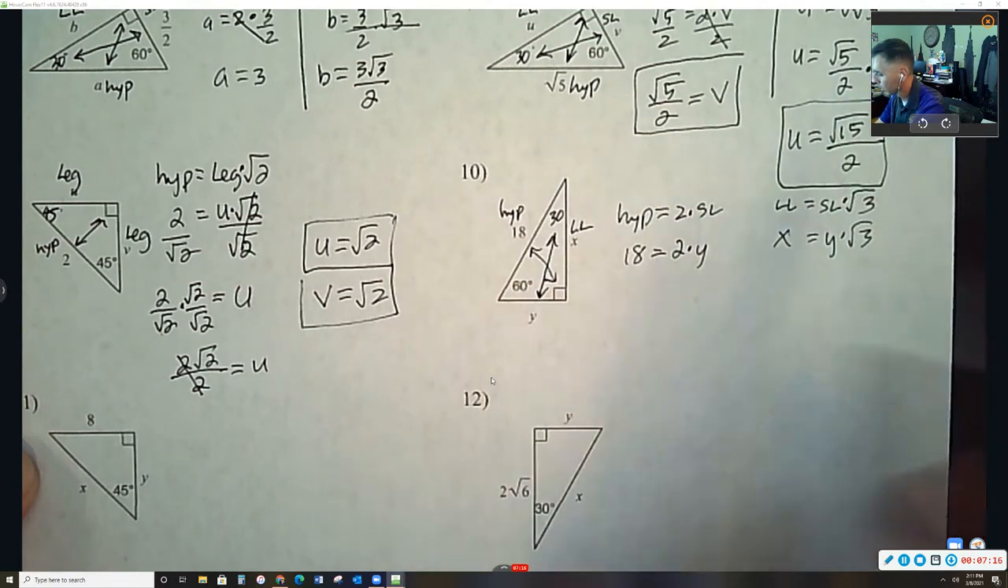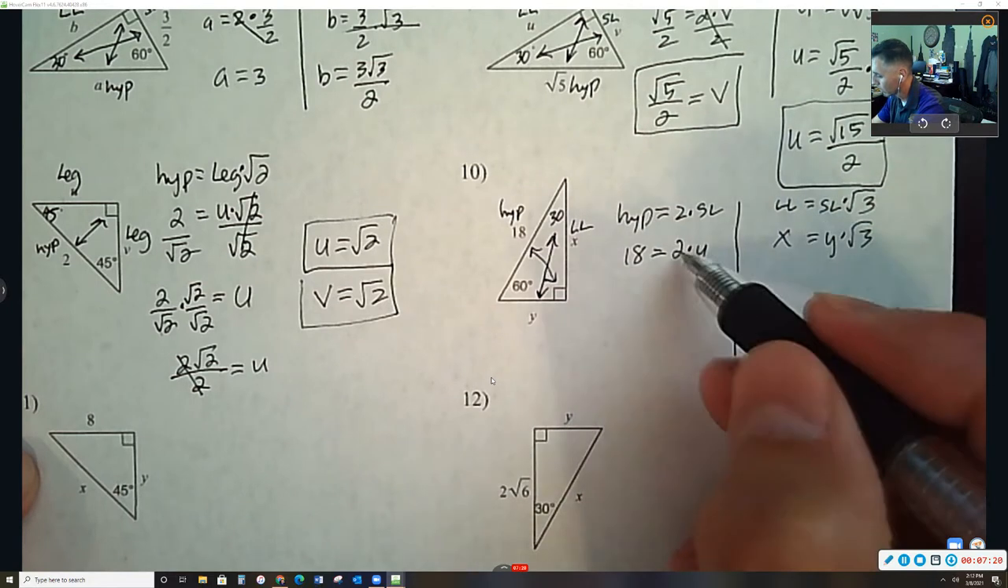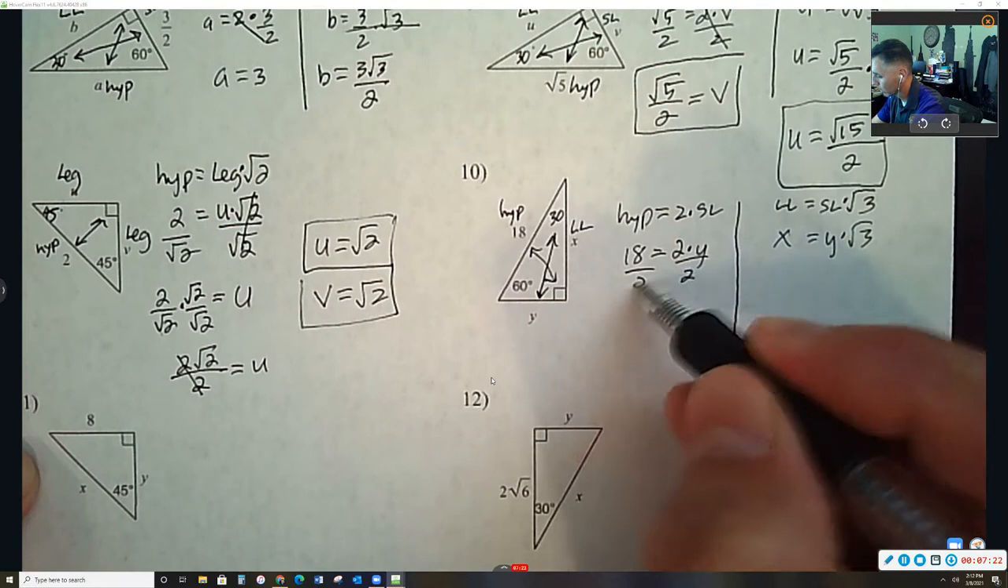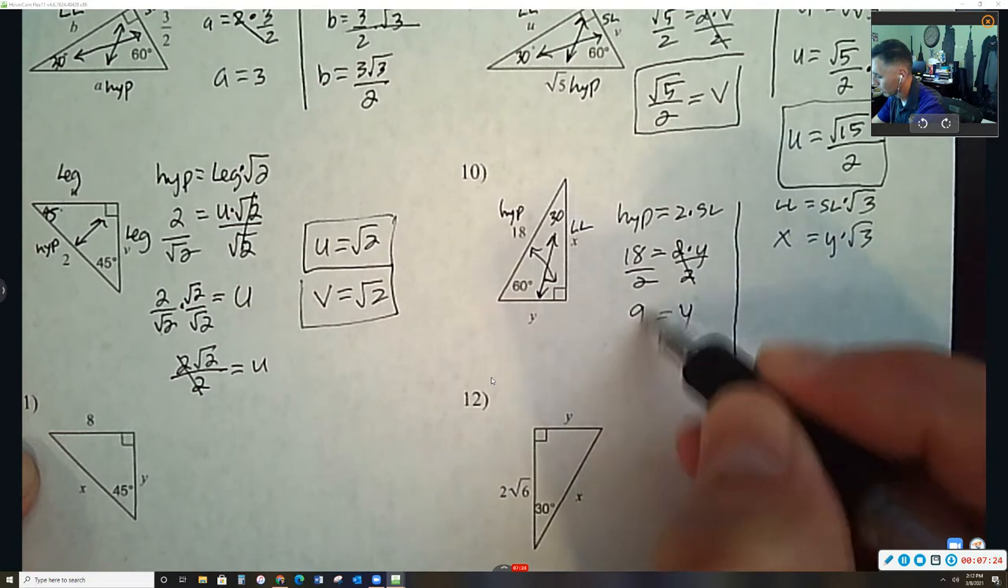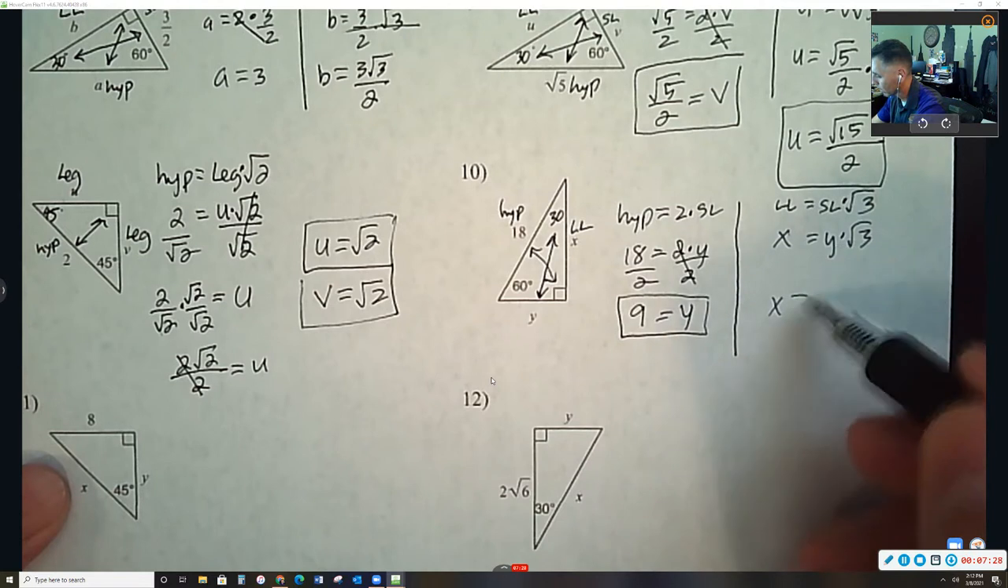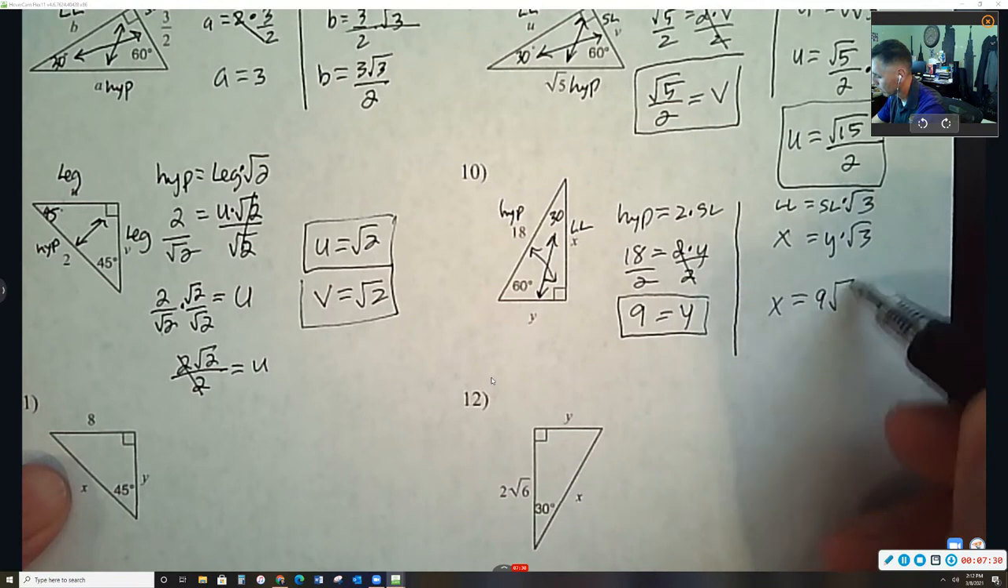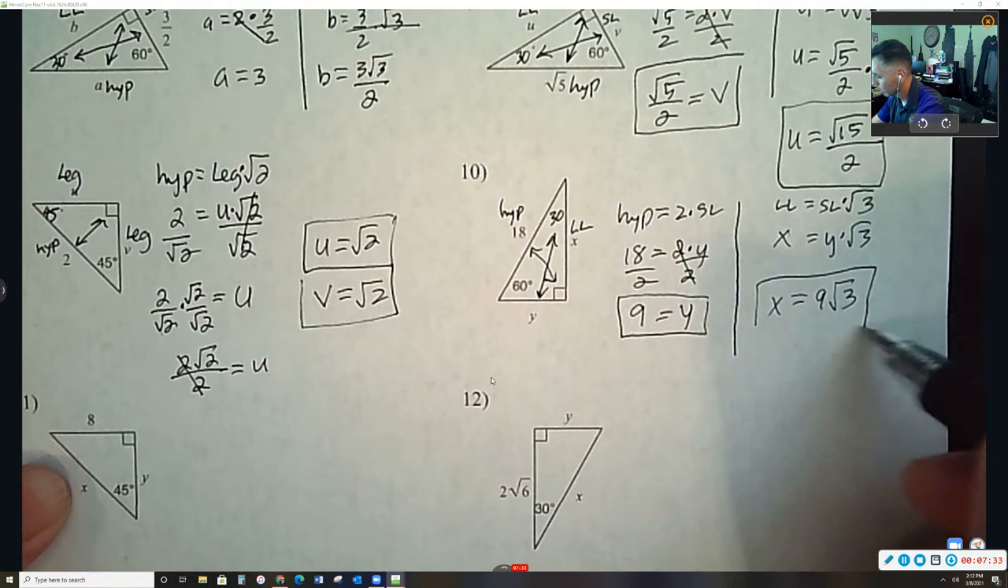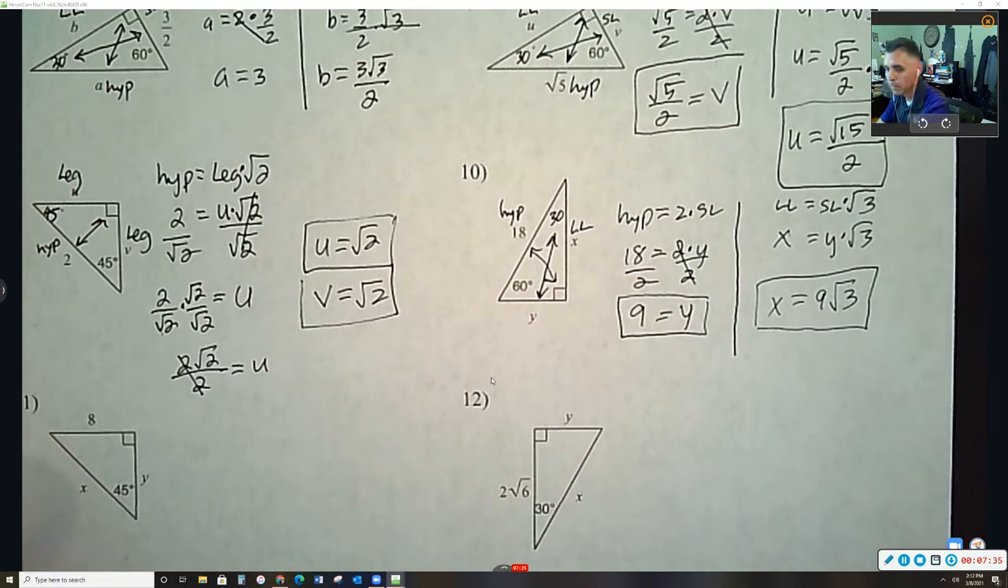So I put everything into my equations. I can solve for this one easily. 2 times y equals 18; we'll divide by 2, divide by 2. y equals 9, easy. And then since I just figured out y equals 9, I can put the 9 in front. And that's it. Can't do anything else with this one.